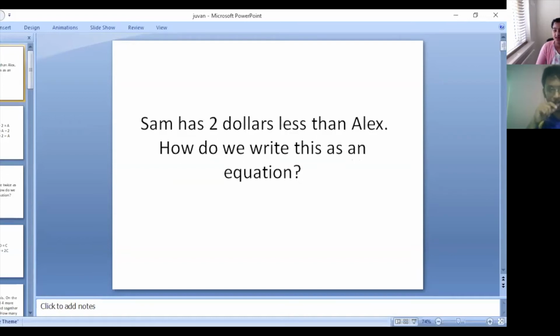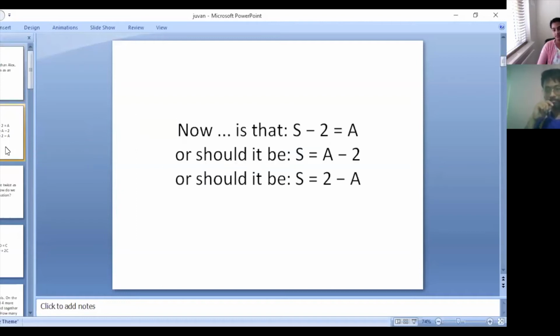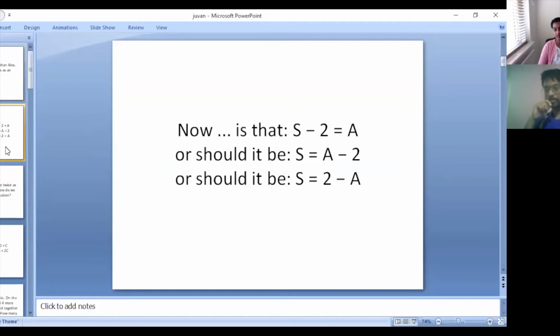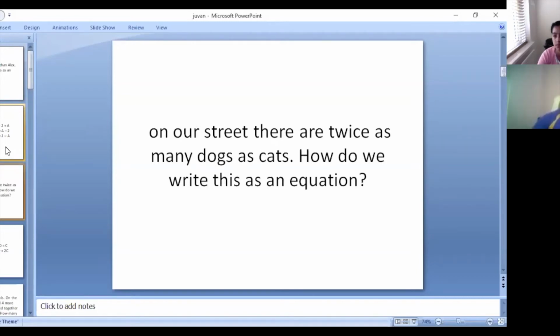We know that in the question it's given, Sam has $2 less than Alex, right? So if we have to put it in an equation, we put whatever dollars Sam has as a variable S on the left hand side, and whatever money Alex has as a variable on the right hand side. So if we know that Alex has $2 more than Sam, then if we subtract that $2, it would be equal, right? Can you move this into an equation?